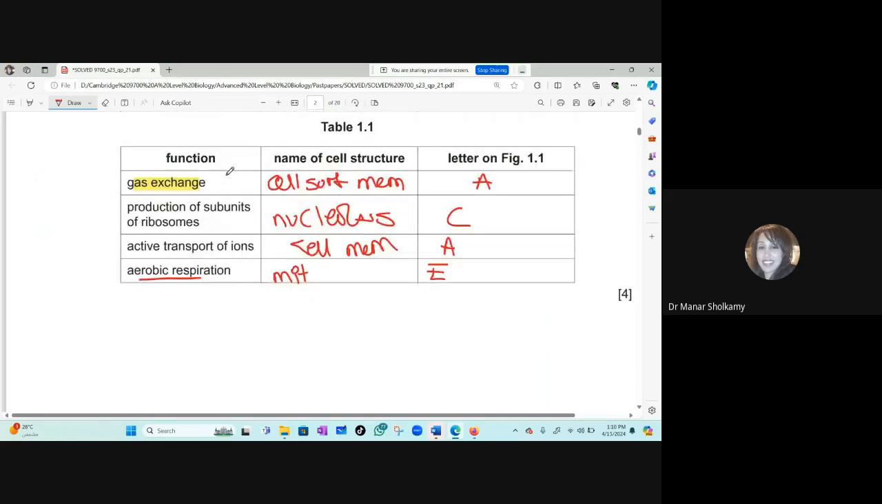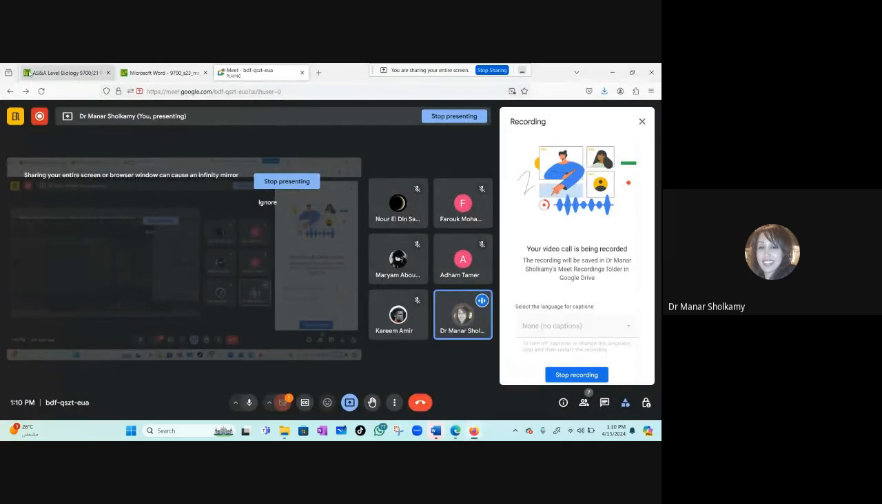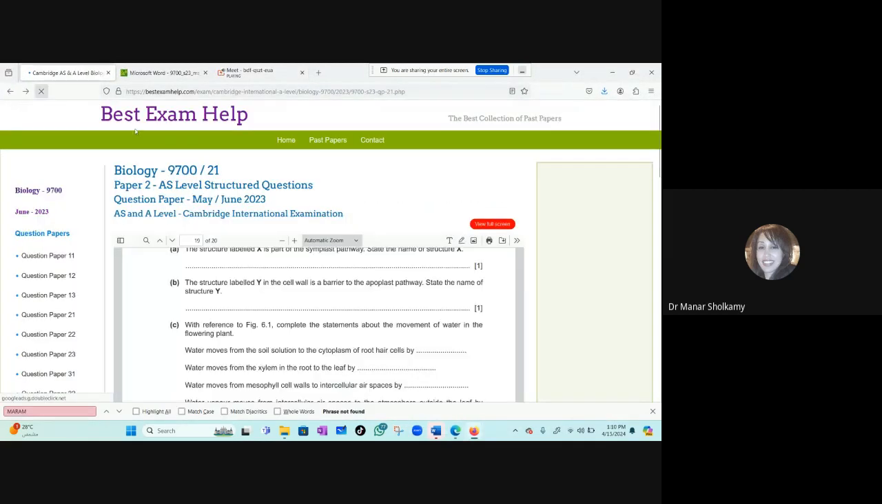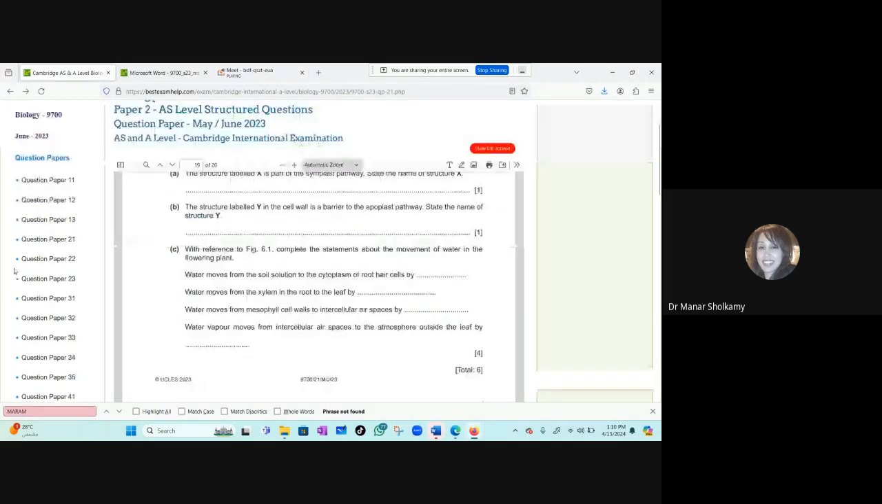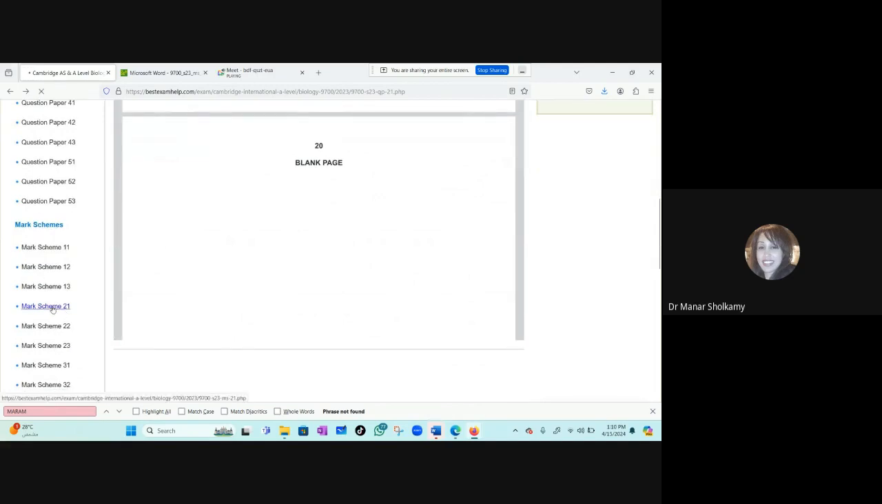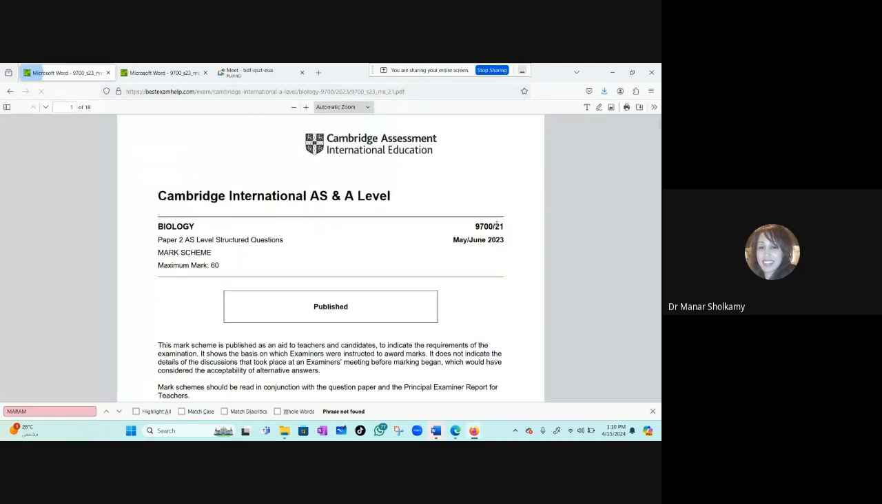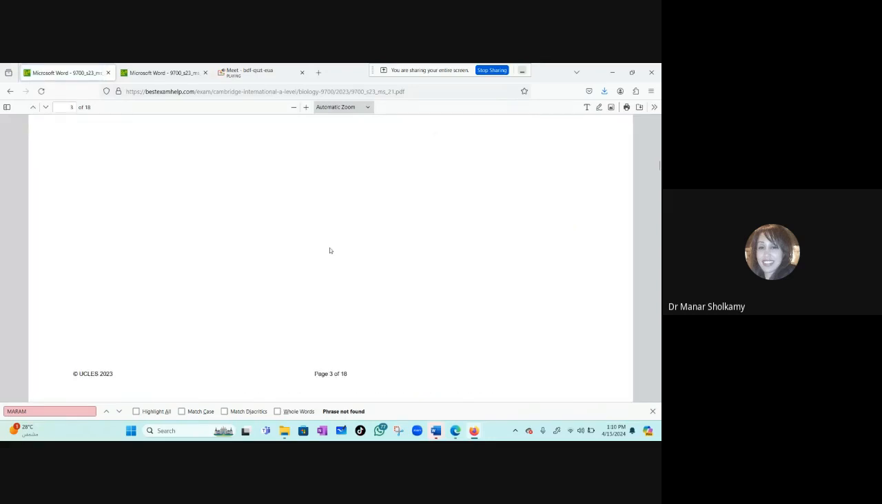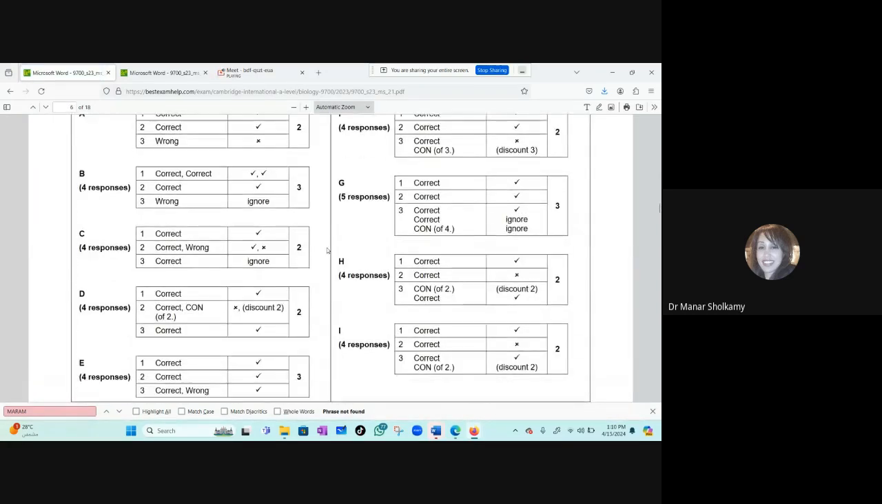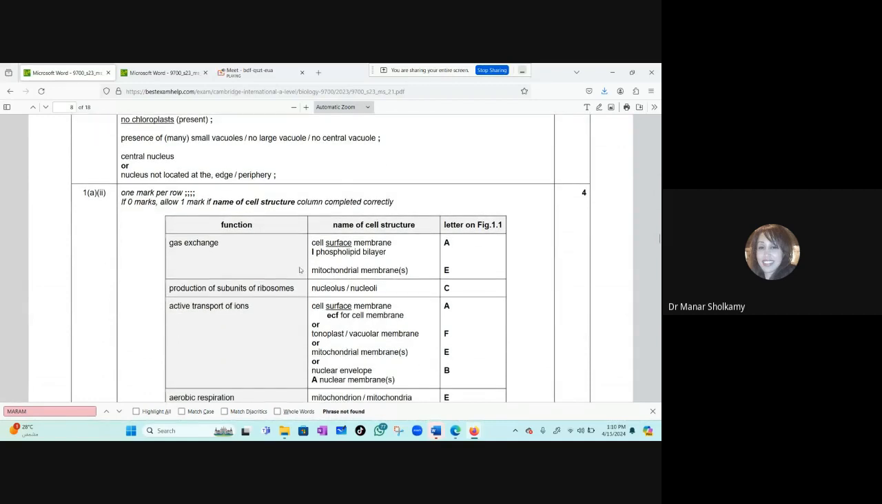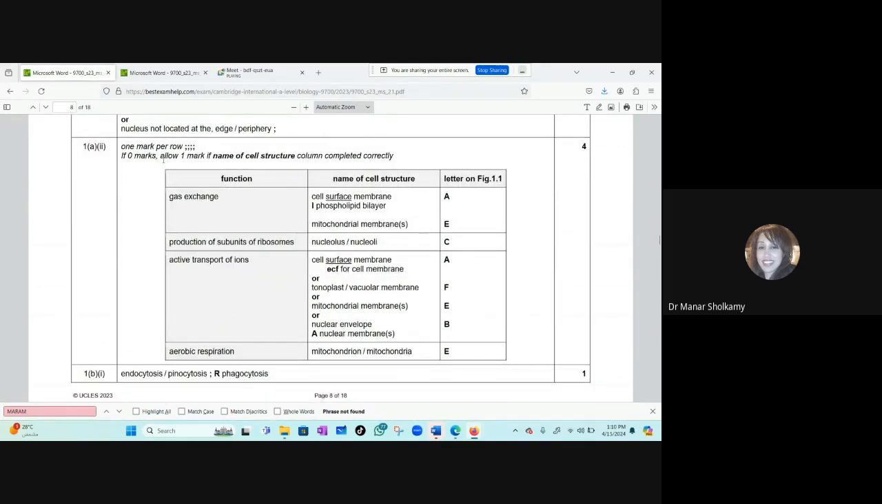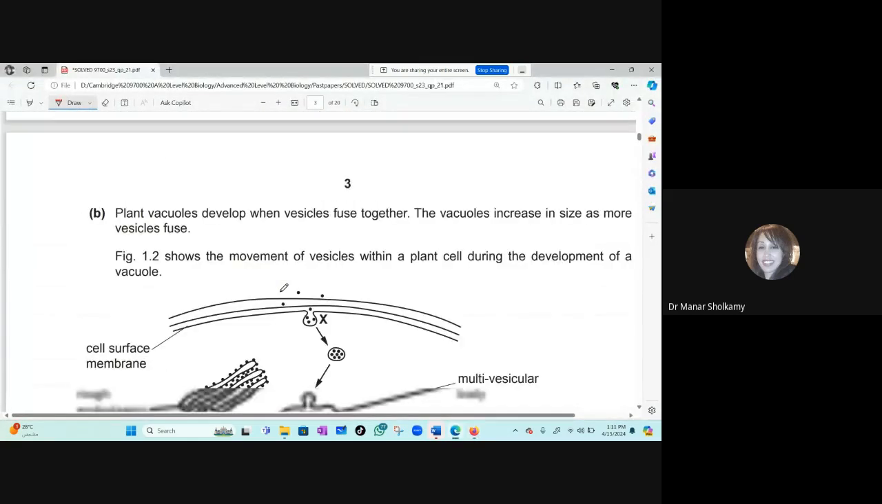Okay, now I just want to look at the mark scheme to make sure that the first one is correct. So this is which exam? One minute. It's A. Okay. Cell surface membrane. Good, so I don't get confused. Fine. Now the next question.